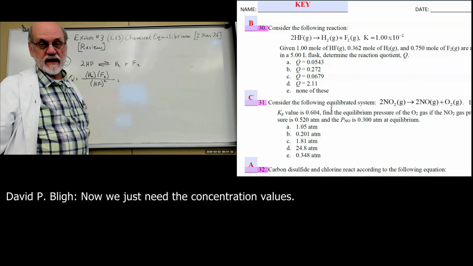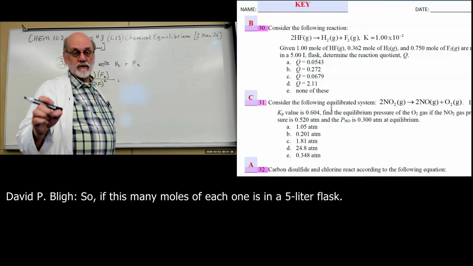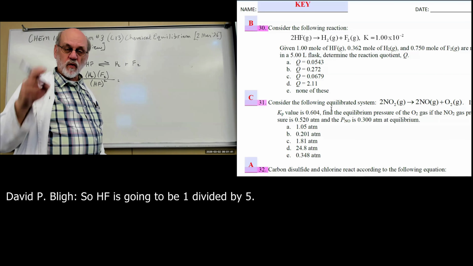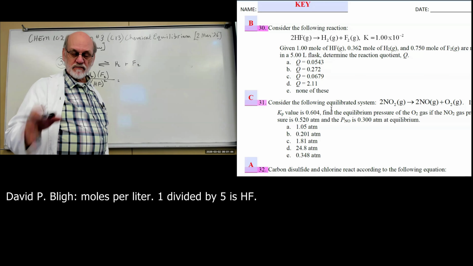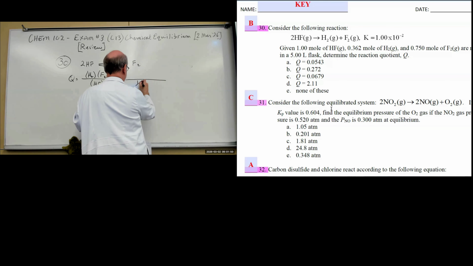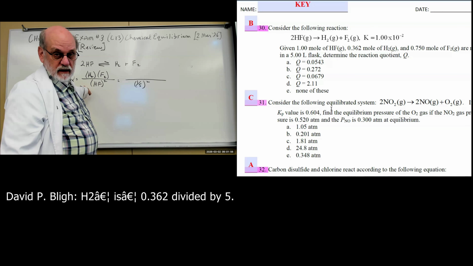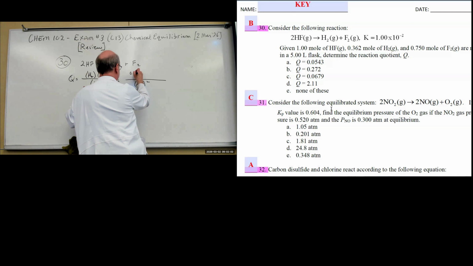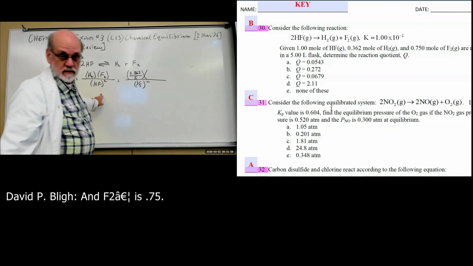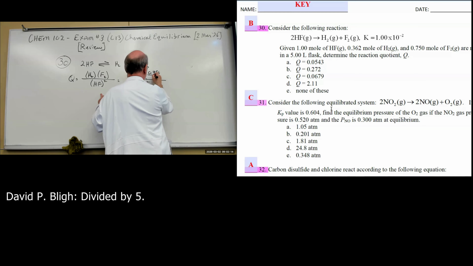Now we just need the concentration values. If this many moles of each one is in a 5-liter flask, HF is going to be 1 divided by 5 moles per liter. H2 is 0.362 divided by 5. And F2 is 0.75 divided by 5.